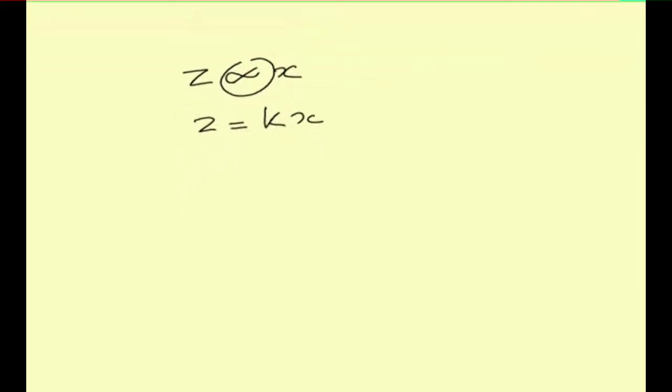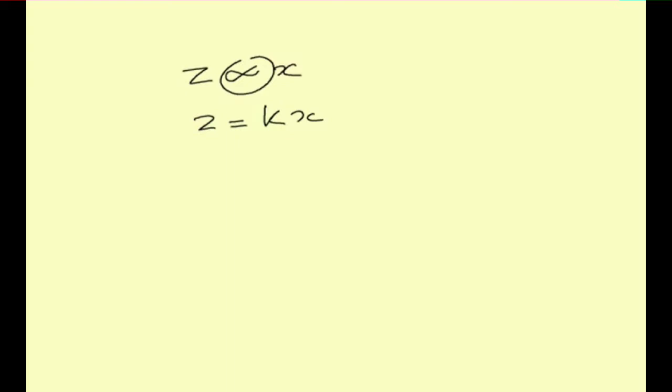Okay, in this section we're going to look at direct and inverse proportion. So when two quantities are in direct proportion, when you double one variable, you double the other variable. So for example, if z is directly proportional to x, we write z alpha x. Now what we do here is we need to replace this alpha with an equals and a k, which represents a constant. So z is equal to kx. So this k is a constant known as the constant of proportionality.